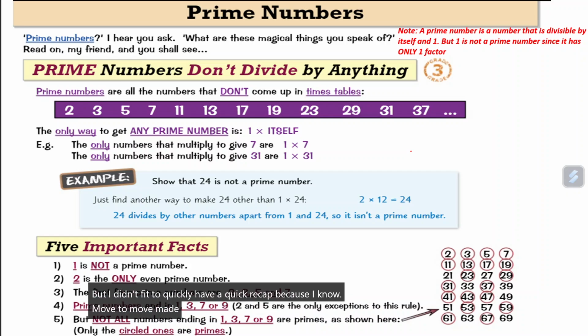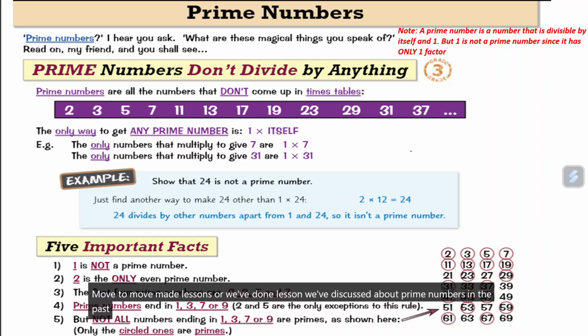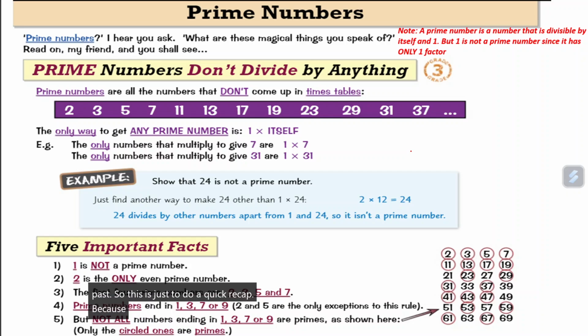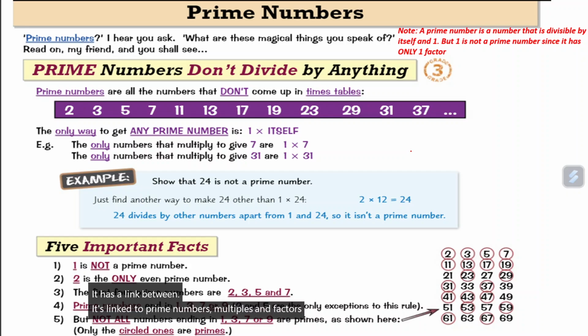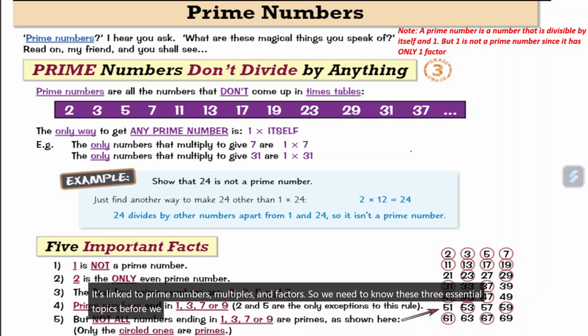We've discussed prime numbers in the past, so this is just to do a quick recap, because from what I noticed, topics on HCF and LCM are linked to prime numbers, multiples, and factors. So we need to know these three essential topics before we can delve into HCF and LCM.